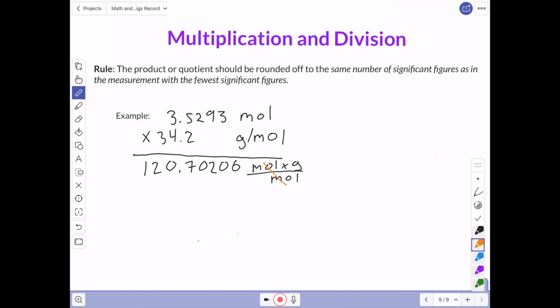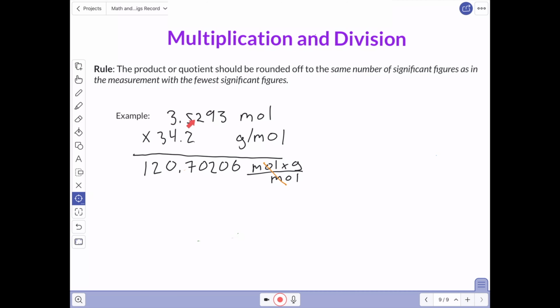Now, let's go back to the rule. The rule says the product or quotient, in this case, it's the product, since it's multiplication, should be rounded off to the same number of sig figs as in the measurement with the fewest sig figs. So we look at our measurements and we ask ourselves, which one of these two has the least number of significant digits?